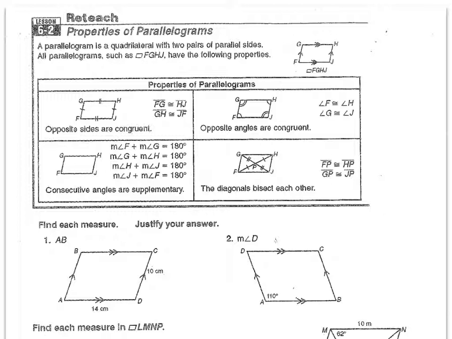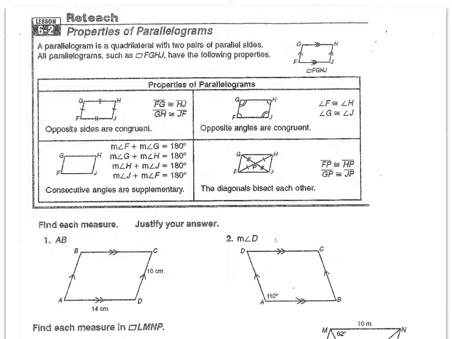The first thing we need to know is what's on top, right here. If you have a highlighter, highlight it. A parallelogram is a quadrilateral with 2 pairs of parallel sides. So it's 2 pairs of parallel sides. This is very important right here.